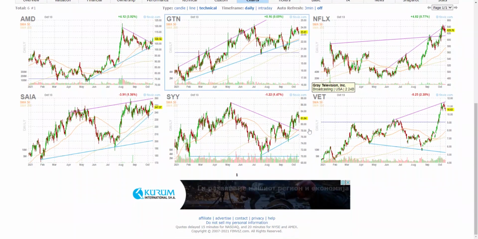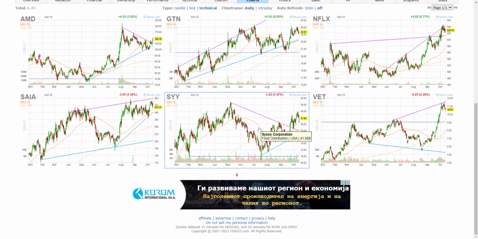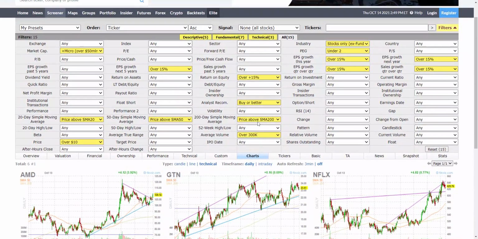So these are the stocks. These are the growth stocks. This is a great pick in my eyes. So this is basically it for today.